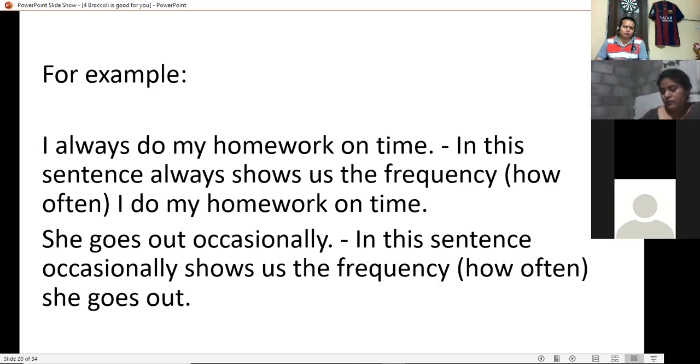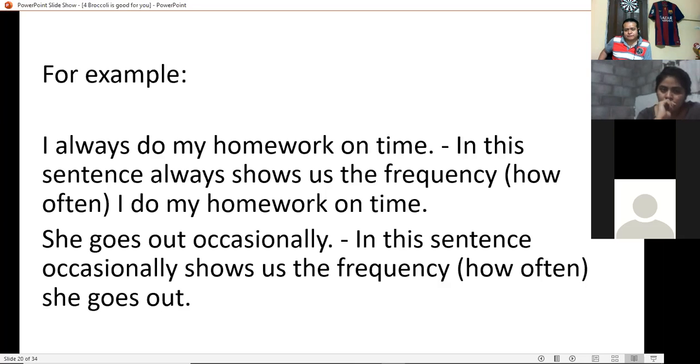For example, I always do my homework on time. In this sentence, always shows us the frequency, how often I do my homework on time. She goes out occasionally. In this sentence, occasionally shows us the frequency, how often she goes out. Ahora todos, leyendo. For example, preguntas acá. ¿Alguna pregunta que tenga? Okay, todo bien.